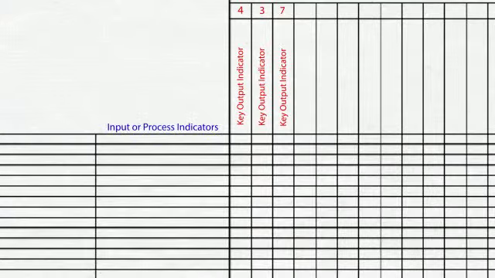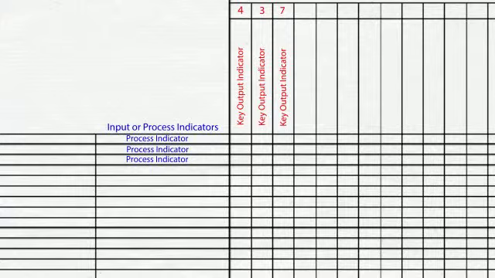Vertically, in the first column, list all potential input or process indicators, X factors, that may affect any of the Y's. These are the brainstormed X's from the fishbone diagrams. If there is a duplicate X factor, just list it once.